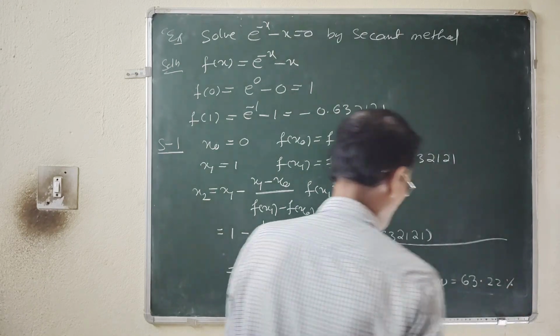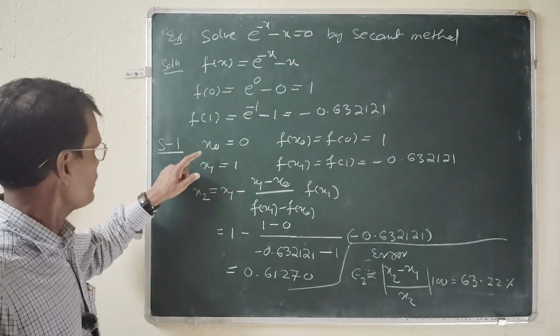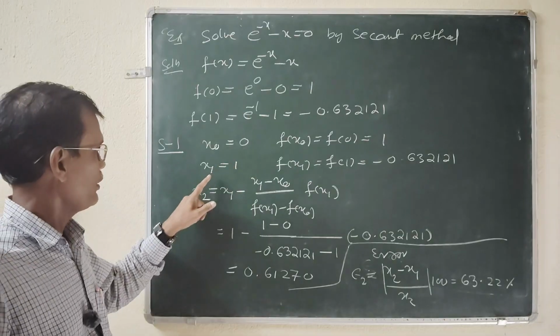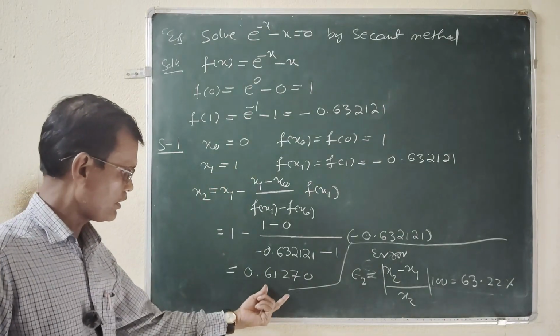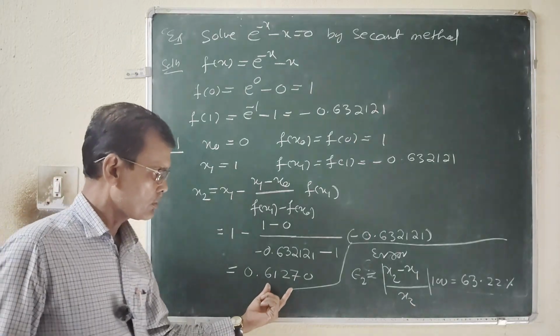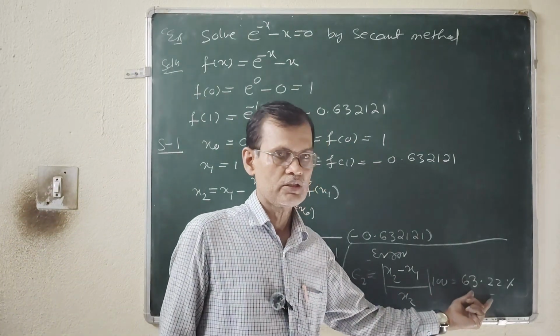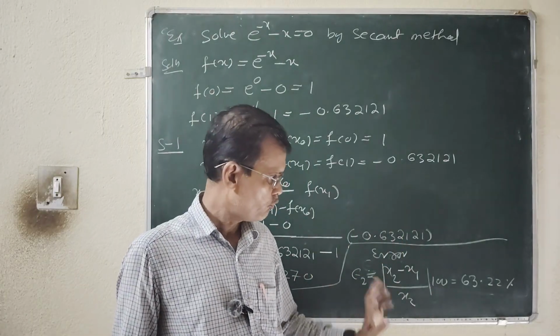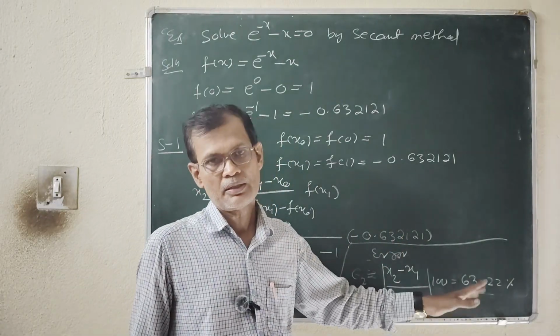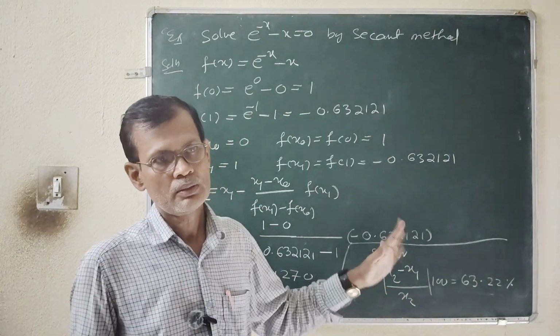After this, we will get epsilon as 63.22%. What it says is, if we consider x0 as the initial value and x1 as the second initial value, from that we get x2, and this is the result x2, and in this answer the error percentage is 63%. So are we satisfied to get a solution which bears 63% error? Definitely not. So we have to proceed further.